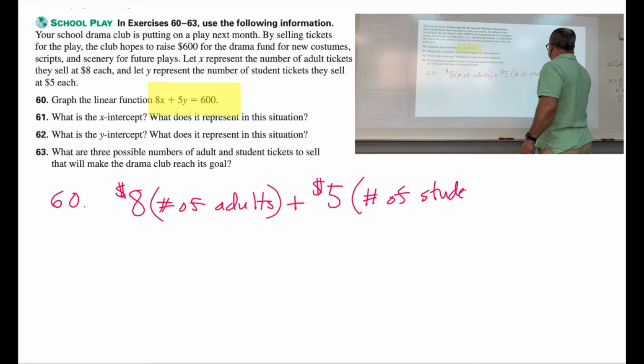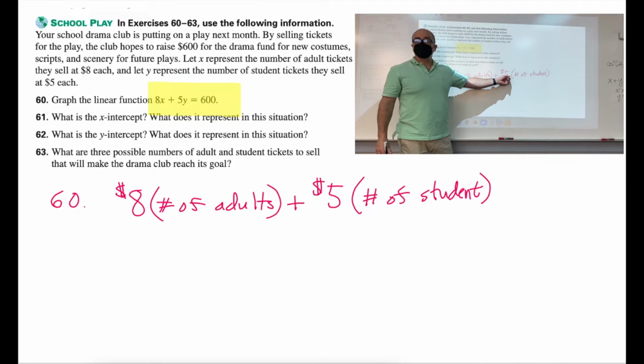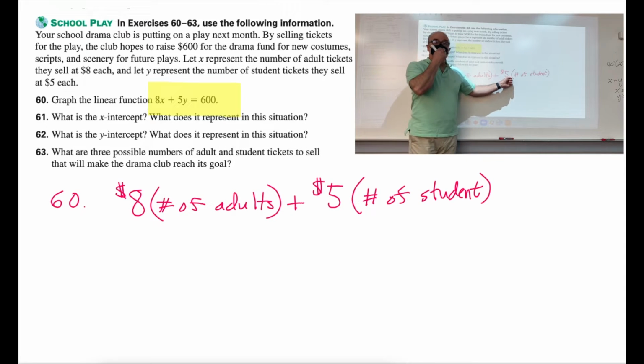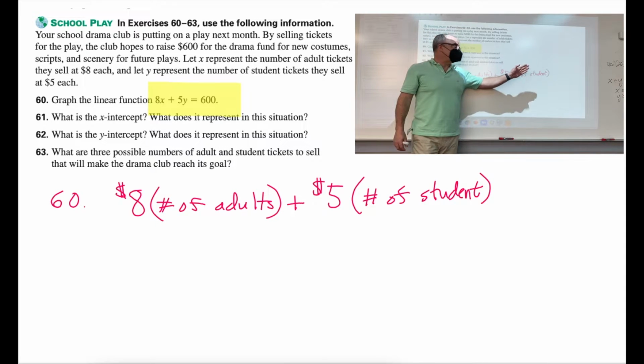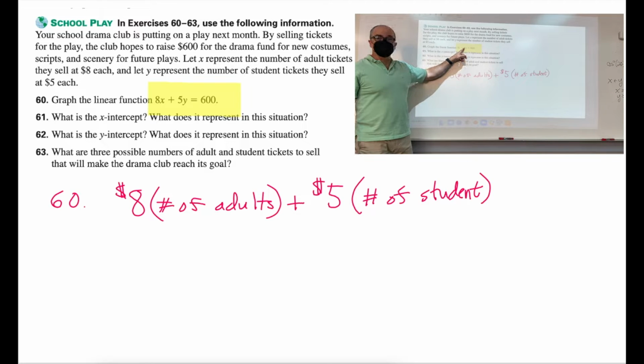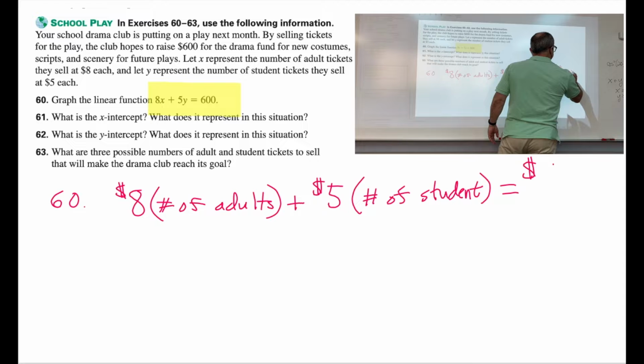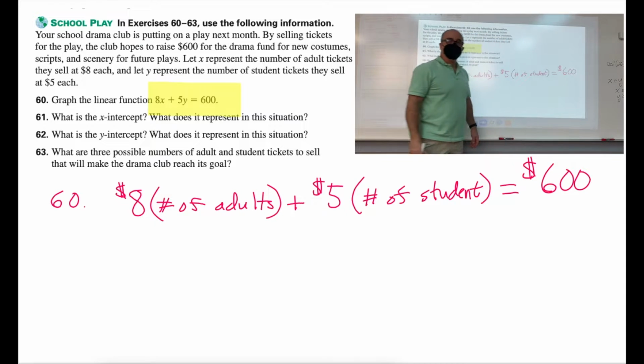If they only get 1 student to show up, they only make $5. If they get 10 students to show up, they get $50. If they get 1,000 students to show up, they get $5,000. That's what 5 times y means. $5 for each student that shows up, plus $8 for each adult that shows up, and their goal is $600. Okay? Does that make sense that that's where that equation comes from?